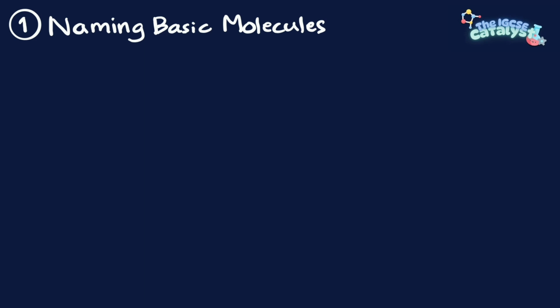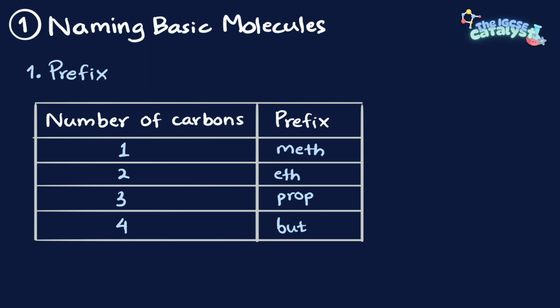To start naming basic molecules, the first step is the prefix. The prefix depends on the number of carbons present in the molecule. For example, if there is one carbon, the prefix is meth. If there are two carbons, the prefix is eth. Three carbons will be prop, and four carbons will be but. For IGCSE chemistry, you will only need to know up to 4 carbons.